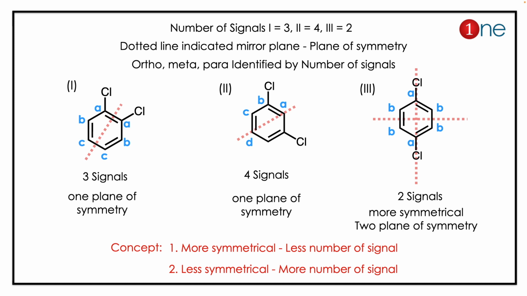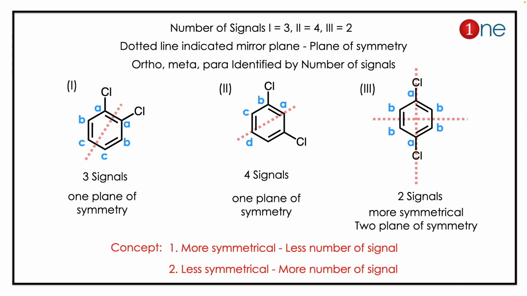Normally in NMR, if the compound is more symmetrical, it produces fewer signals. So you have to analyze the symmetry elements present inside the molecule. If you look at compounds 1, 2, 3, the first one has a mirror plane, so it has 3 signals: A, B, C. The second one has 4 signals: A, B, C, D. Compound 3 has 2 signals because it is more symmetrical. It has 2 mirror planes of symmetry. So the signals will be 3, 4, 2.